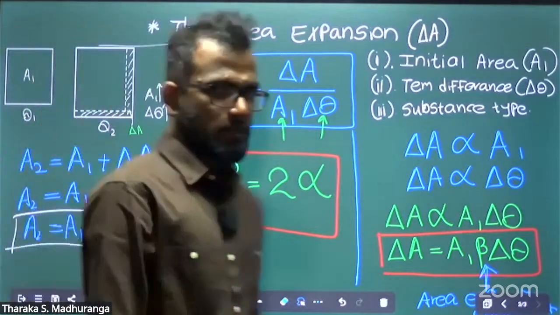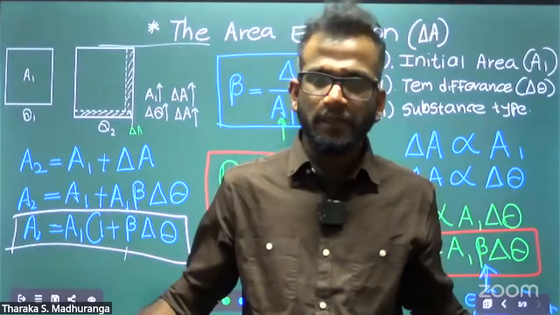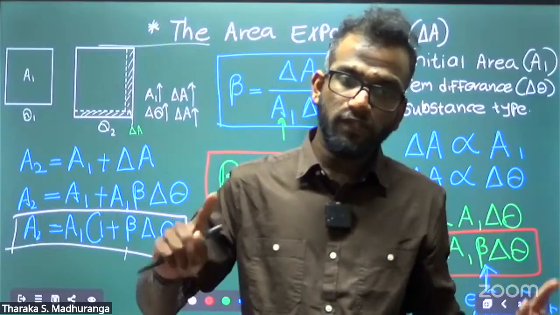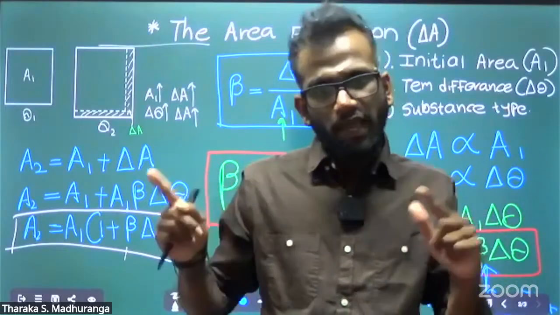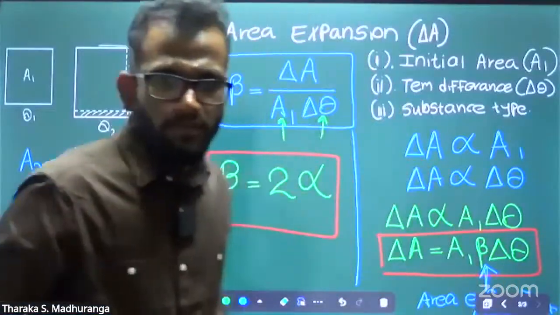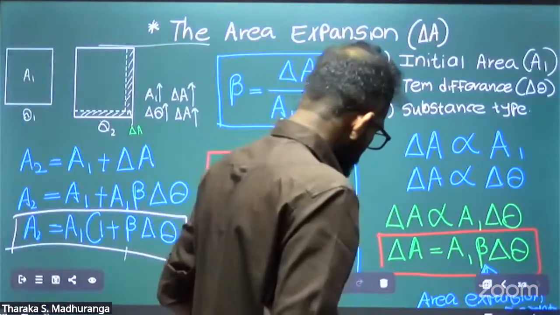Okay, that's the area expansion. The only difference is that L changes to A and alpha changes to beta from linear expansion. Alpha is the linear expansion coefficient, beta is the area expansion coefficient.